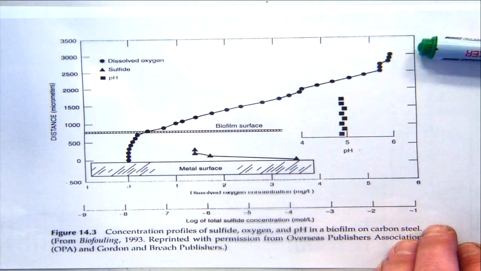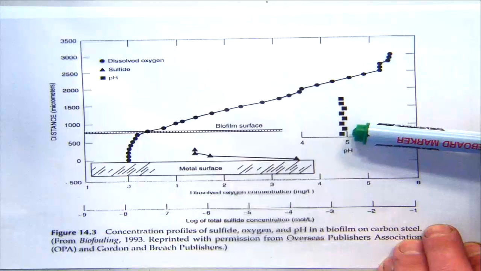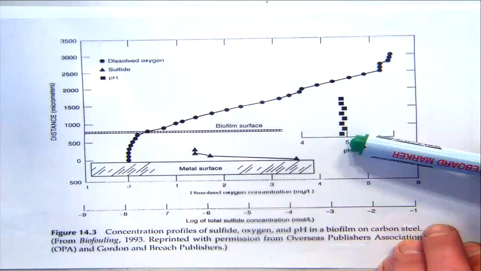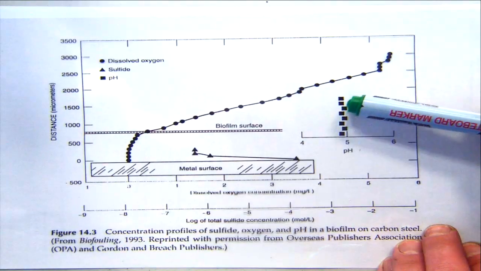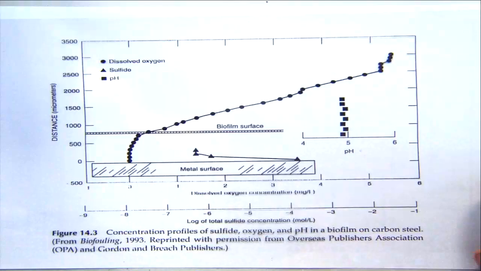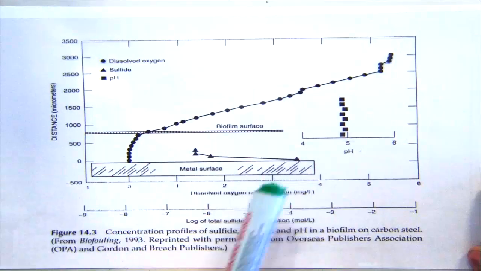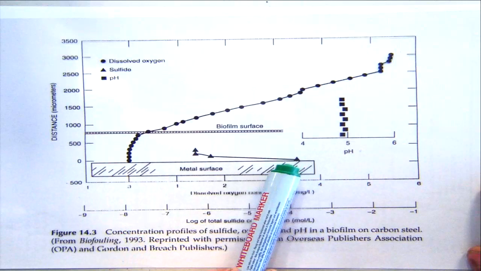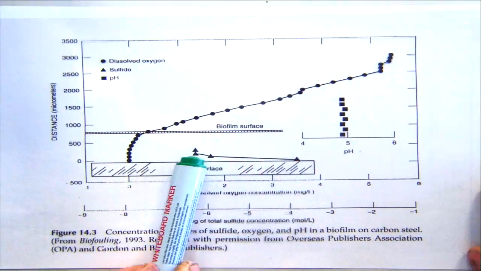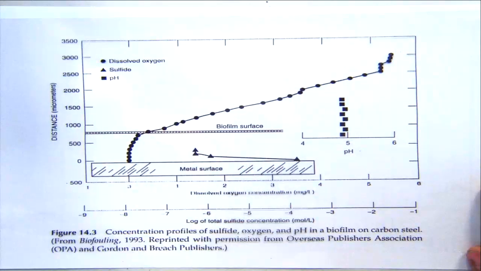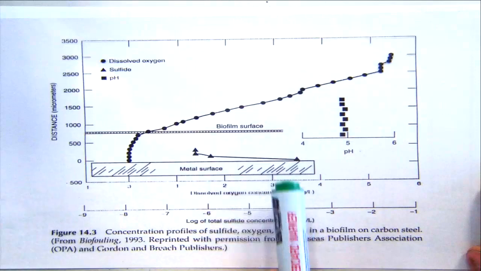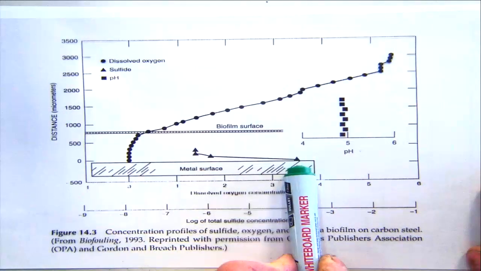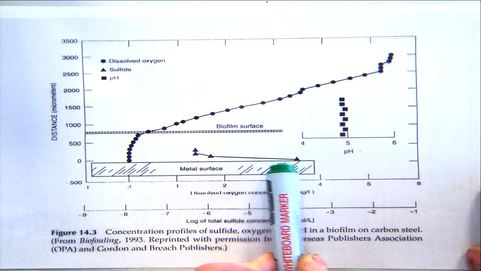So there's quite a difference in the conditions as you go through the biofilm. Your solution, if it's in equilibrium with air, will contain about 8 parts per million oxygen, and down in the biofilm several orders of magnitude less. So you go from aerobic to anaerobic as you go through the film.